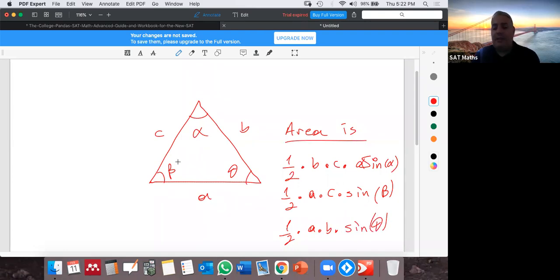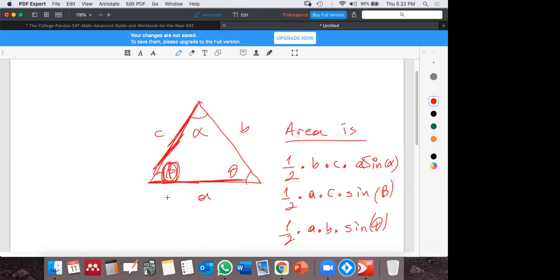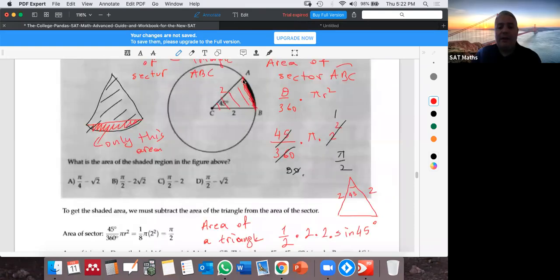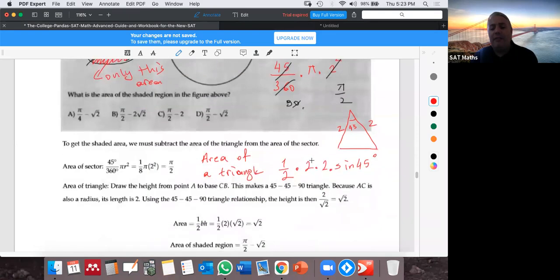Area of the triangle. If you have one angle and two sides given, you can calculate the area. In our question, this is given, which is the radius. This is given, which is the radius. This is given, which is 45. Then I can use the formula 1 over 2 times this side times this side times sine of 45. So it is 2 times sine of 45, and sine of 45 I should know is root 2 over 2. Then simplify, and the result is only root 2.